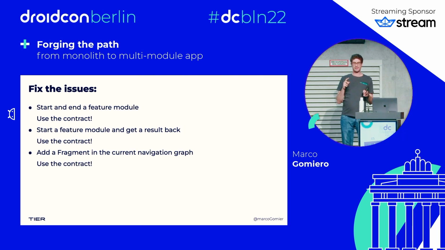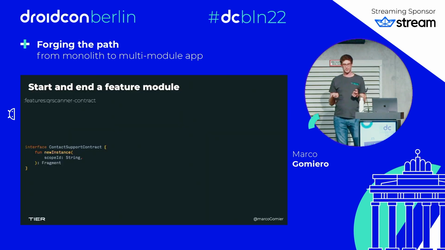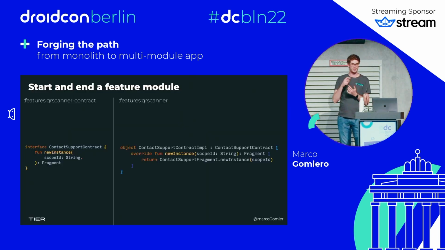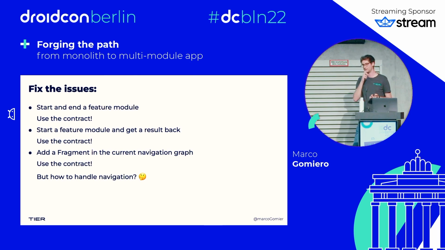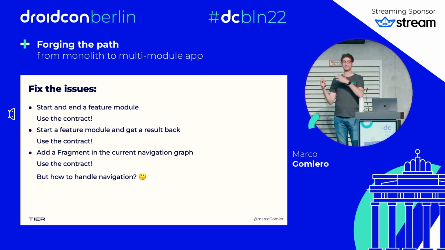The final thing was adding a fragment in the current navigation graph. And we can still use the contract for that, because we can still have a function that returns an instance of the fragment, but the problem is how to handle navigation. If we are just importing a fragment from another world, then in the other world the navigation is handled in some way, and in our world it will be handled in another way. So we have to fix that.